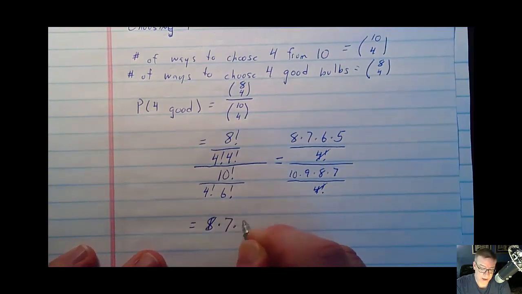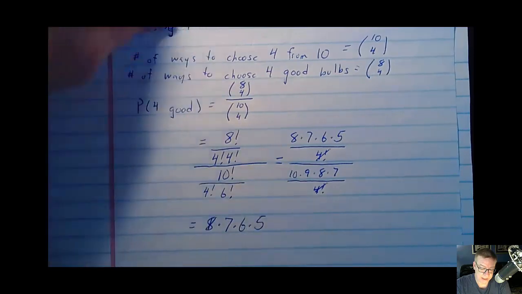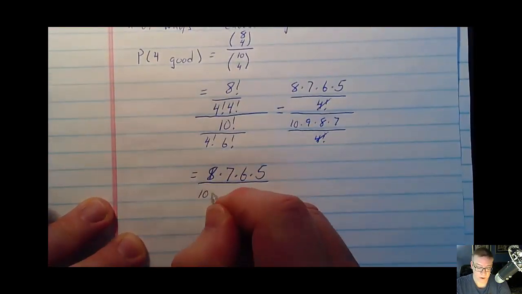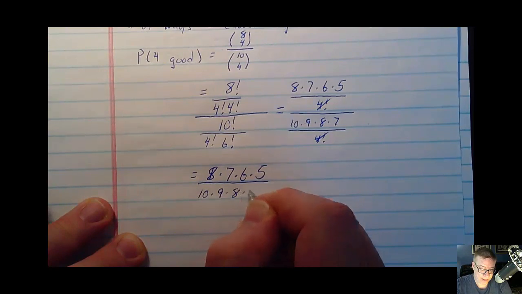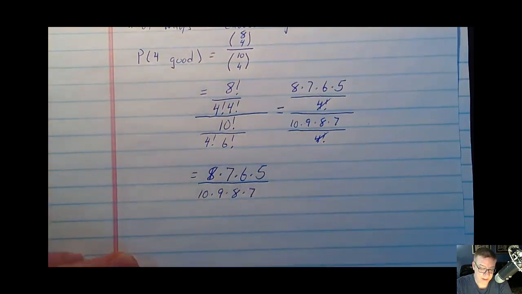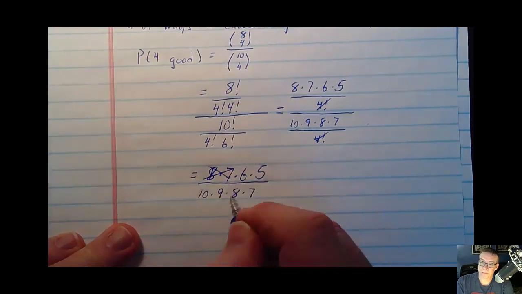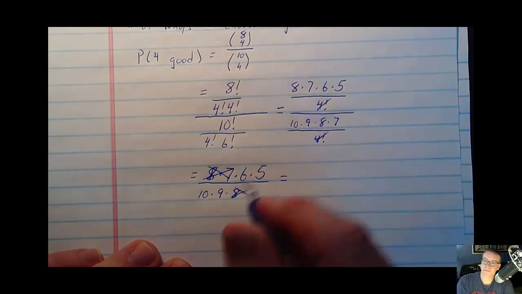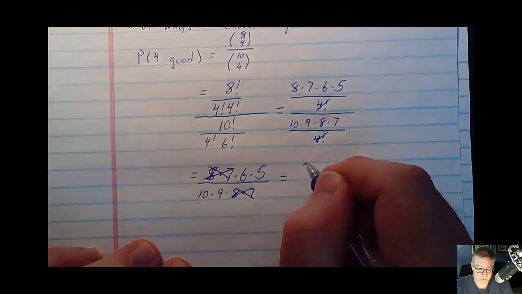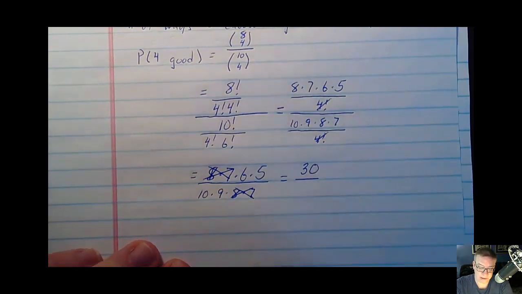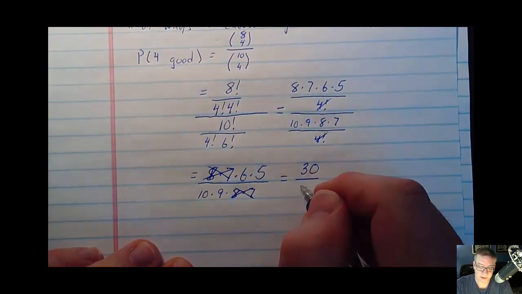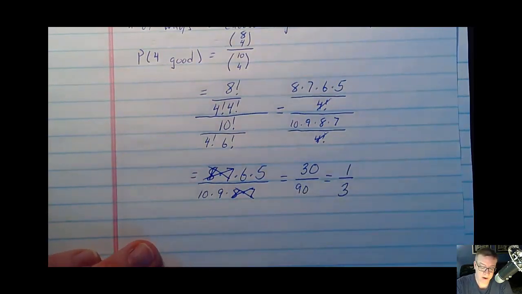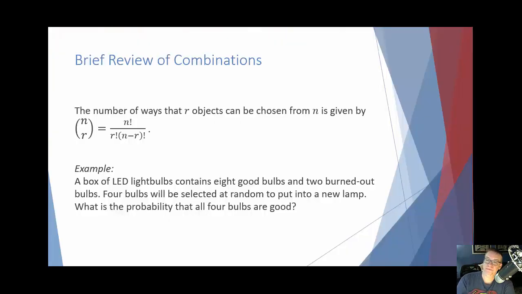And so we're left with 8 times 7 times 6 times 5 in the numerator. And in the denominator, we're left with 10 times 9 times 8 times 7. And it should be obvious right away that the 8 times 7 cancels with the 8 times 7 down here. We could probably do some more canceling here, but it's probably fine to just go ahead and multiply these things out at this point. 6 times 5 is 30. 10 times 9 is 90. Looks like our probability comes down to 1/3.